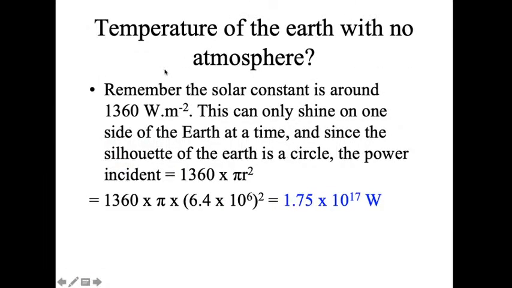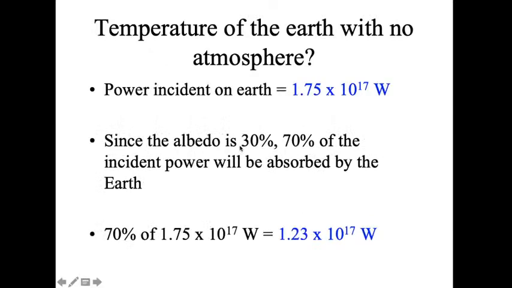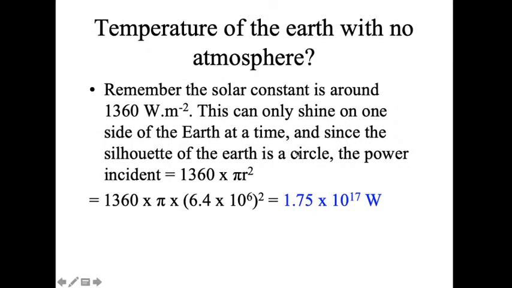So let's use what we know about Wien's law and the Stefan Boltzmann constant to determine the temperature of the Earth if we had no atmosphere. So the solar constant, meaning that's what the sun is constantly giving off, is 1,360 watts per meter squared. All right, we went over that in topic 4 when we talked about intensity. This can only shine on one side of the Earth at a time, right?